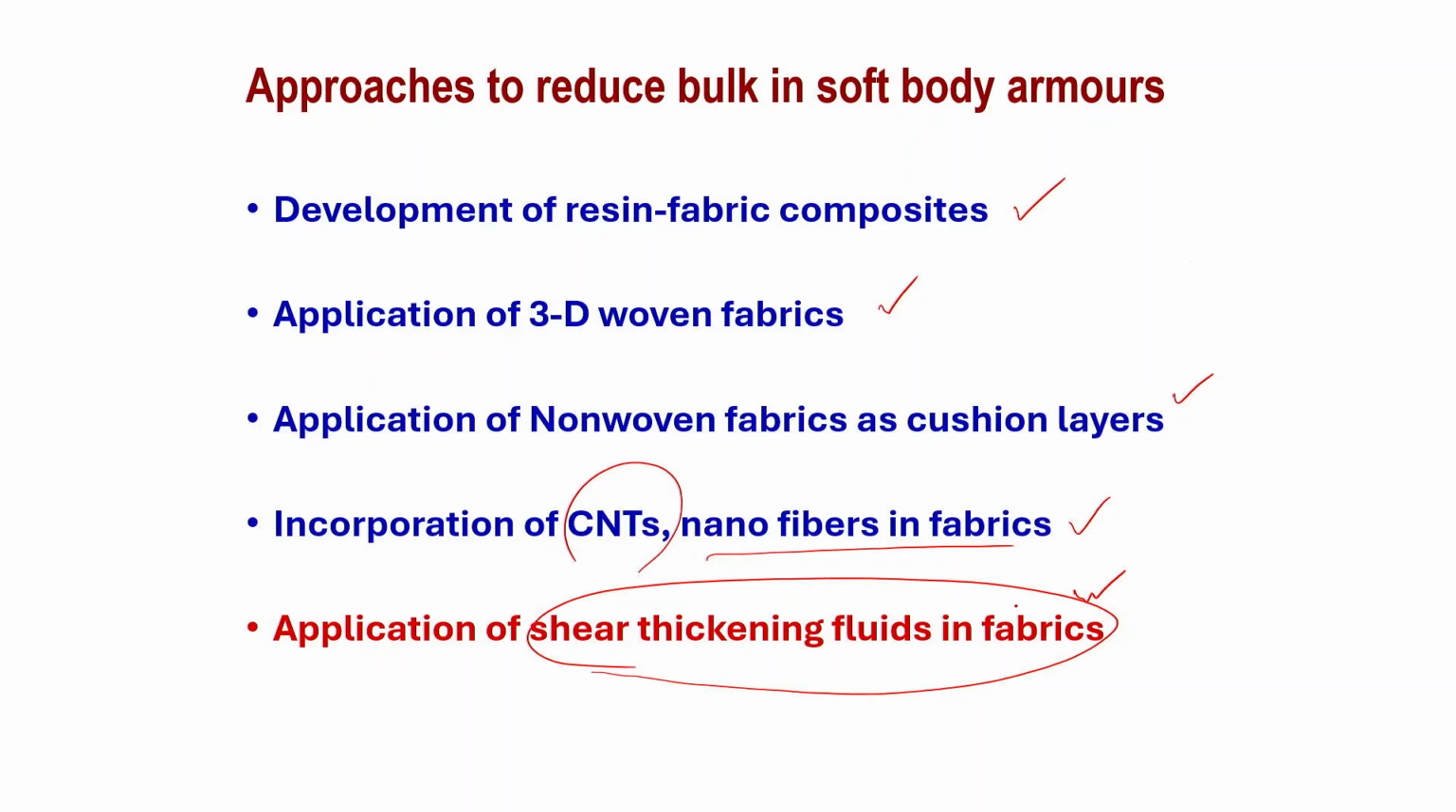Shear thickening means that at a higher shear rate, when a bullet or any projectile strikes the shear thickening material, it gets thickened due to the higher shear rate, and it will act as a solid. In the normal case it is a liquid fluid, but at a higher shear rate it will act as a solid, and that helps in protection. Let us see the shear thickening fluid.